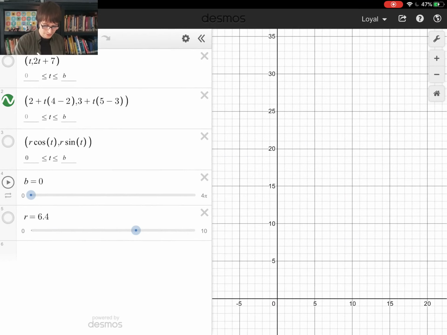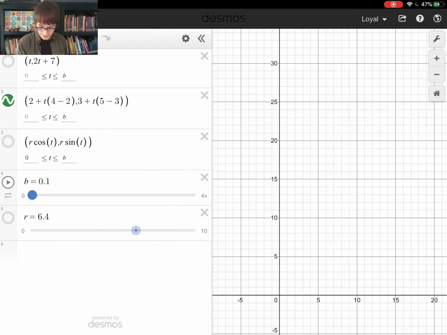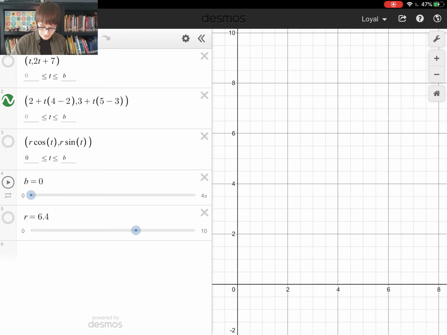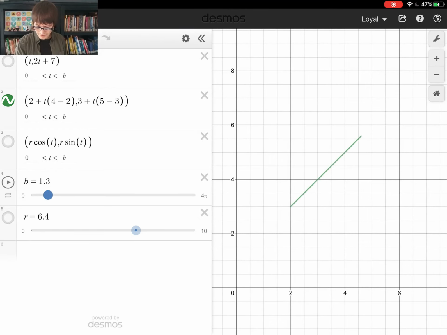When t equals 0, there's not really much you can see, so let's zoom in to the point we're looking for. It starts off at the point 2, 3, which is our first coordinate. And if we graph all the way to 1, there it is, we have a line segment now.